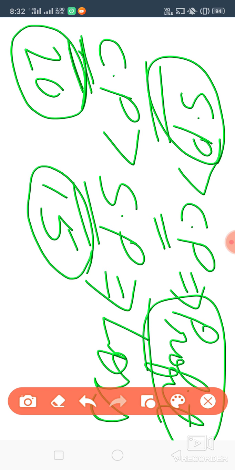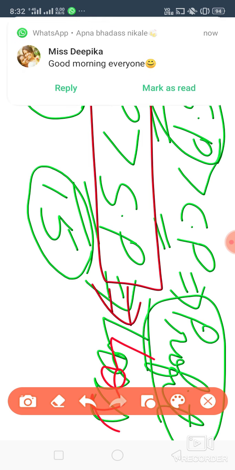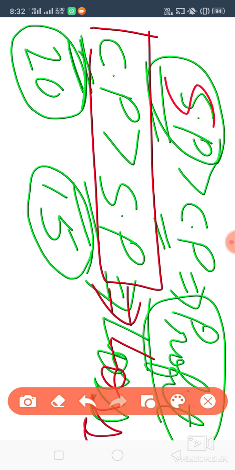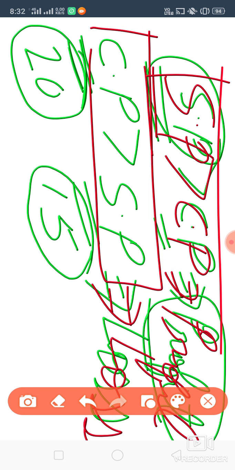So just remember this part. Whenever CP is greater than SP, then there will be loss. There will be loss. Always remember this. And when SP is greater than CP, meaning you are selling for more money, then you will always be in profit. Okay, these 2 points you always have to remember.